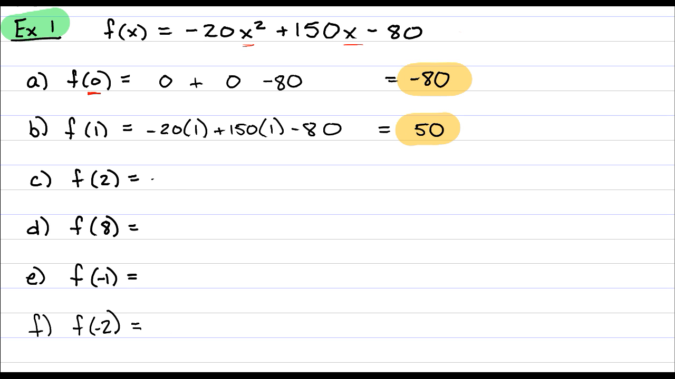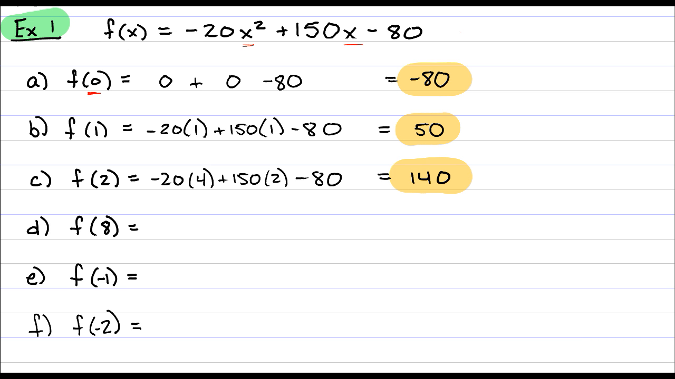For f of 2, I'm going to get minus 20 times 2 squared. So that's going to give me 4. Plus 150 times 2 minus 80. So that's going to be minus 80 plus 300 minus 80. That is all 140.